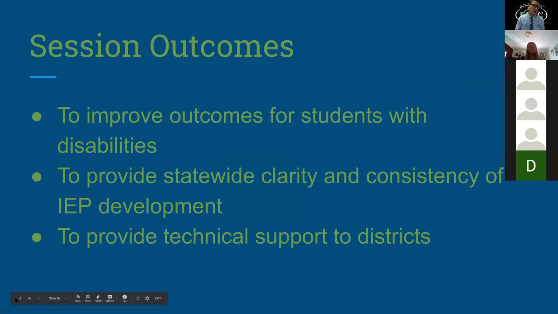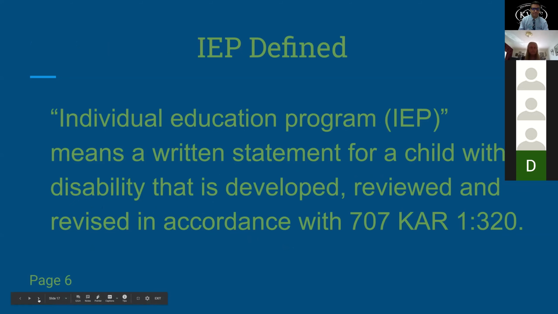And so if we talk about what we want to accomplish today, this is where we're headed: to improve outcomes for students with disabilities, first and foremost. The reason we do compliance, the reason we want to write a good IEP, the backdrop for all of that is to make sure that we're doing what's right for students with disabilities. And then to provide statewide clarity and consistency of IEP development. This training hopefully will provide some clarity and consistency, and then to provide technical support to districts.